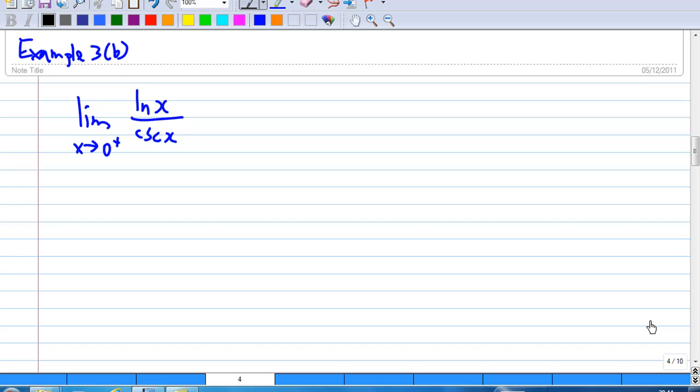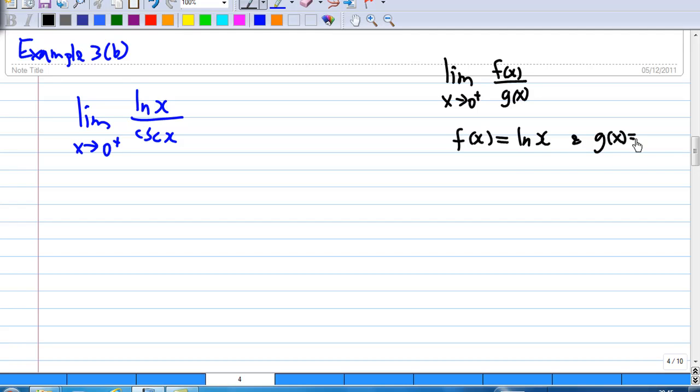Let's look at example 3b. I'm going to find the limit of ln x over cosecant x when x goes to 0 plus. So this time we have the limit as x goes to 0 plus of f of x over g of x, where f of x equals ln x and g of x equals cosecant x.